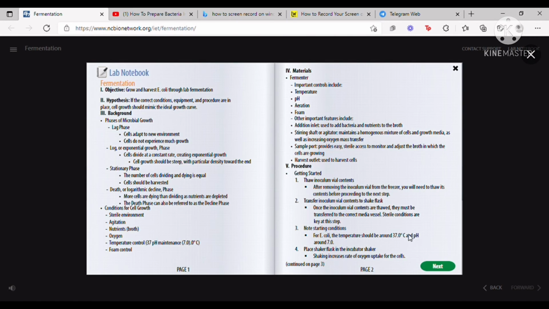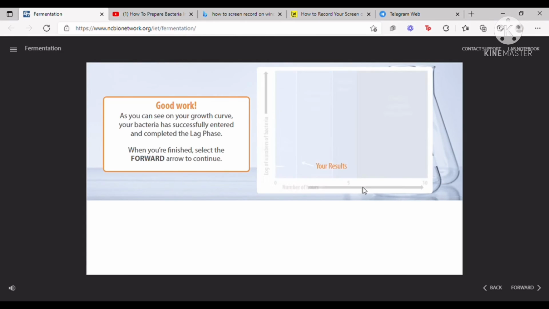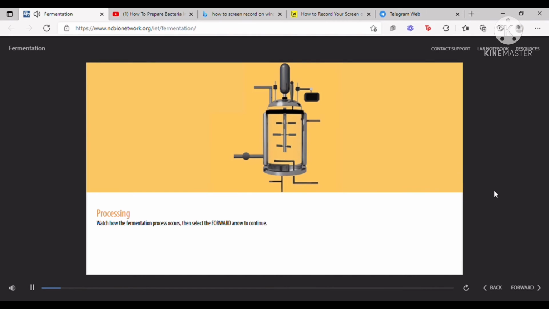I will view the notebook just to double check and see if I got all the steps right. After I submit it, I've been able to get a proper curve. Moving on to the next part, which is the processing.